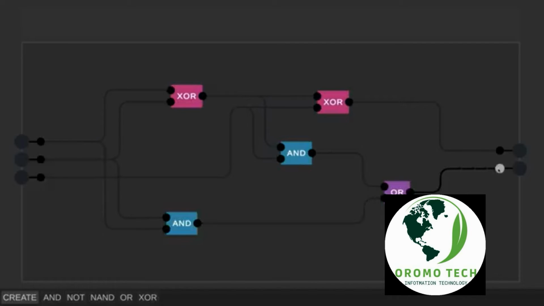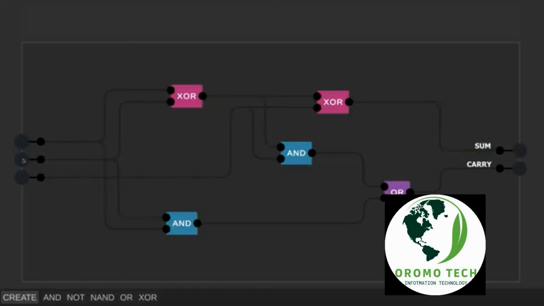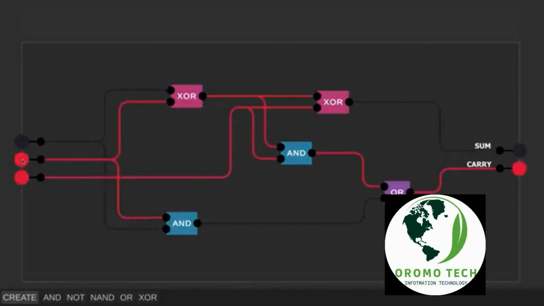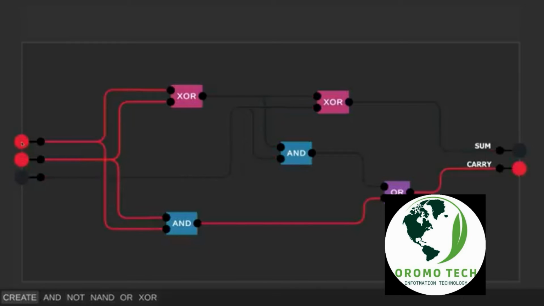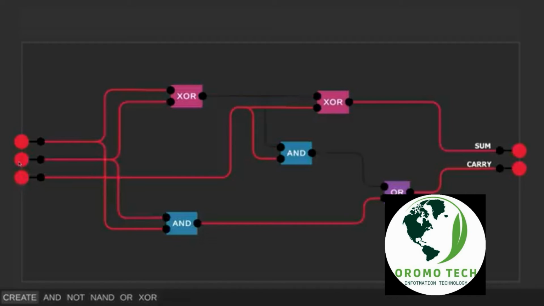Let's check if this is working properly. So with all of the inputs off, or 0, both the sum and the carry output bits should be 0. Then if any single input is 1, the sum should be 1 and the carry should be 0. So far so good. Next, if any 2 inputs are 1, then the sum bit should be 0 and the carry should be 1. And finally, if all 3 inputs are 1, then the sum should be 1 and the carry should be 1. And it looks like it's all working, so I'll give it a name.